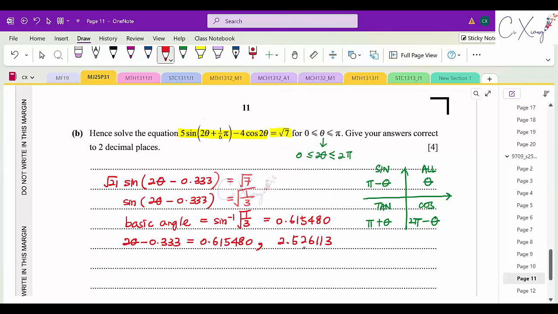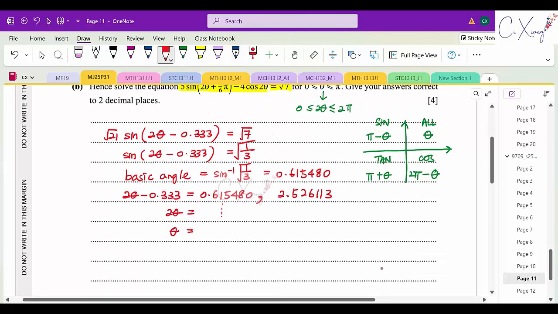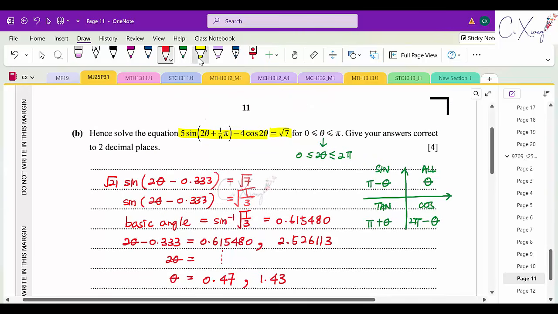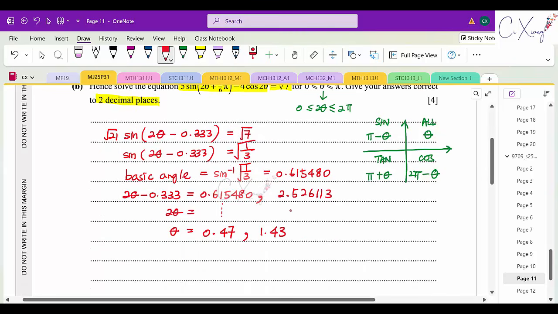So to get the value of theta, you just need to make sure that you move the 0.333 over. And after that, you divide it by 2. When you add 0.333 and divide it by 2, your final answer should be 0.47 and also 1.43. So why do I keep my answer in this form? Because my final answer is 2 decimal places, as requested by the question. So when you press the calculator, please try to keep the number longer, and only simplify your answer in the very, very last step to the accuracy that the question wants.